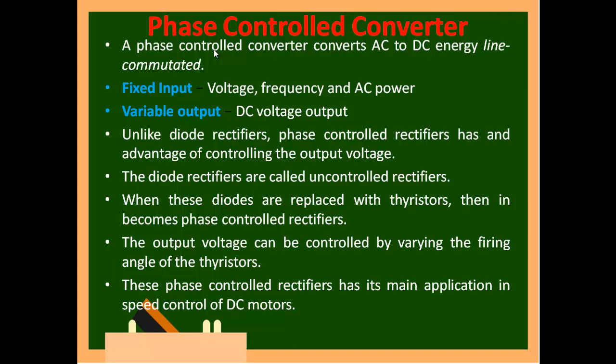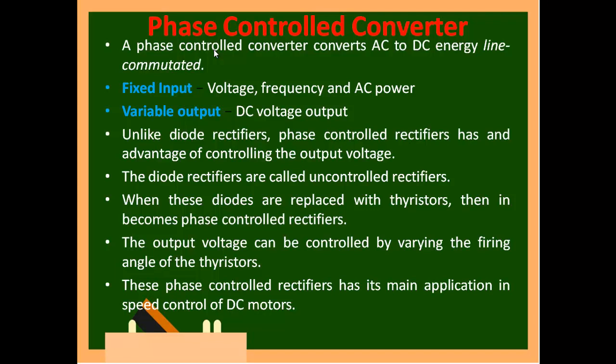is in the negative direction. In this 0 to 10 milliseconds I can turn on the thyristor either at 0 or I can gradually increase. I can turn on at 1 millisecond, 2 milliseconds, 3 milliseconds, 4 milliseconds. So I can vary the firing time. By varying the firing time, what will happen? The output voltage will vary. That is why the name, it is called a phase controlled converter.